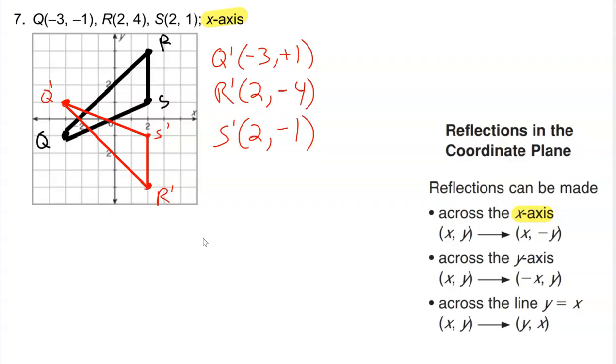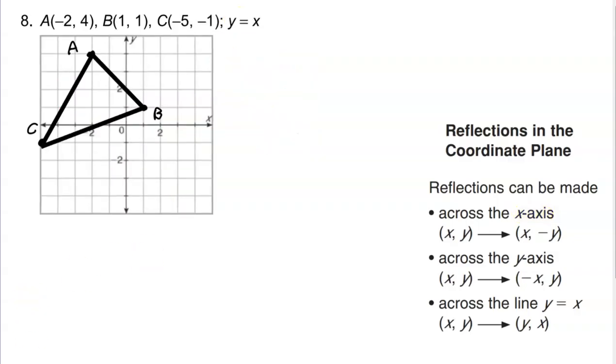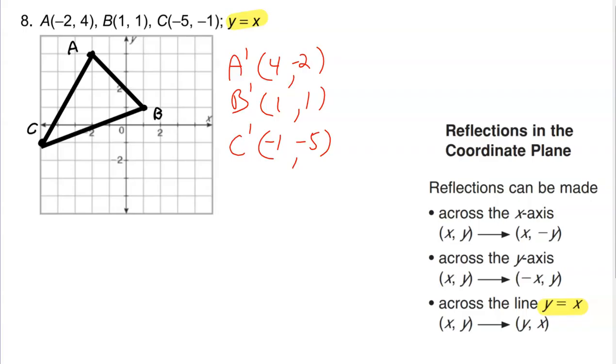Okay, so let's take a look at our last example. Okay, so this one is y equals x. So we're going to go across the line y equals x, which is a diagonal that goes this way. And I'm going to put that up there in a second. But in order to do that, you're just going to swap the points.